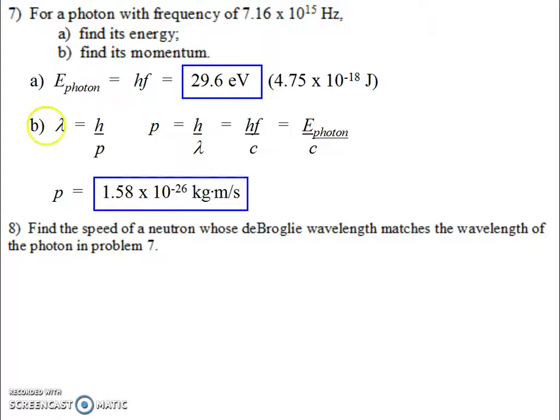Before I move on, I just want to point out that we have another nice little relationship here. If we solve this equation, E photon over c equals p, for E photon, we can rewrite this as E photon equals pc, which I'm going to ask you to box in as a new equation.